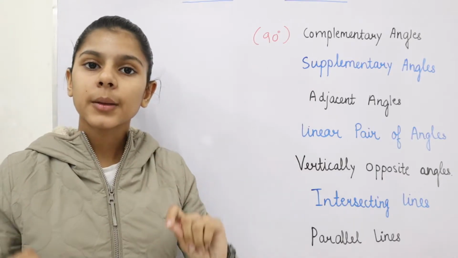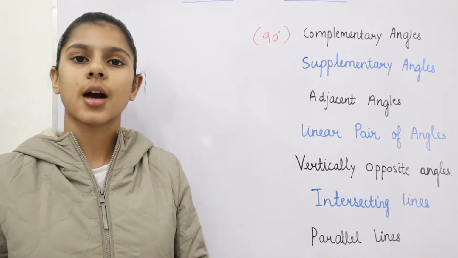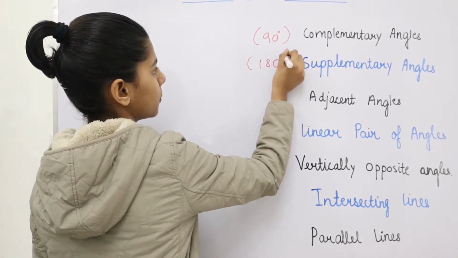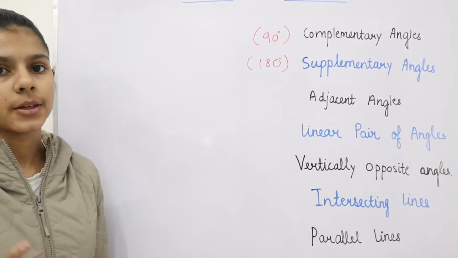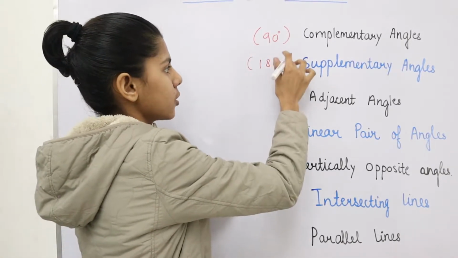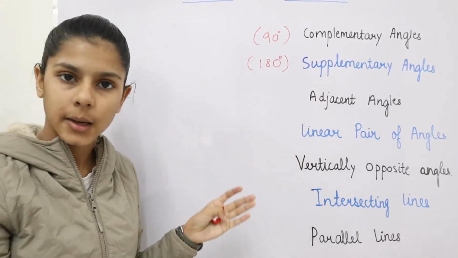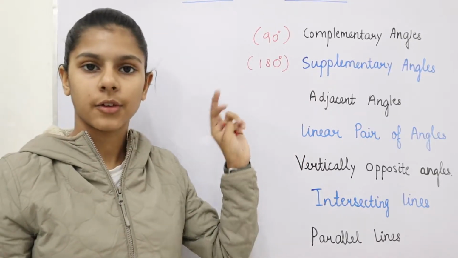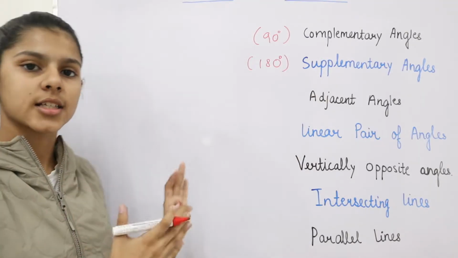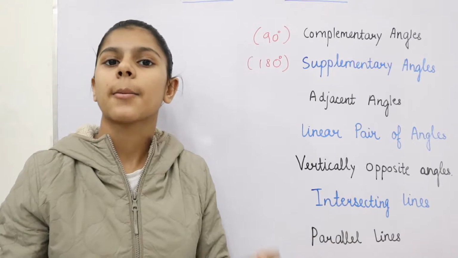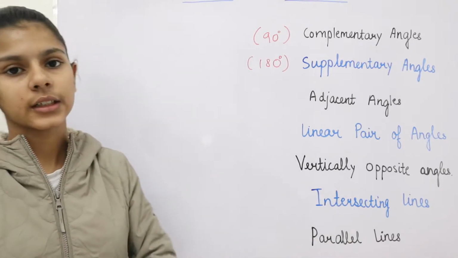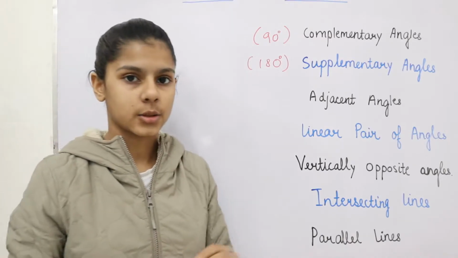Supplementary angles. Supplementary angles are those angles whose sum is 180 degrees. So those angles that add up to 180 degrees are supplementary angles. So it's a very little difference. Double of 90 is 180. So angles whose sum is 90 are complementary. Angles whose sum is 180 degrees are supplementary. And to each other they say that it is the supplement of it. For example, a 70 degree angle and an 80 degree angle. So the supplement of 70 degrees will be 80 degrees and vice versa.